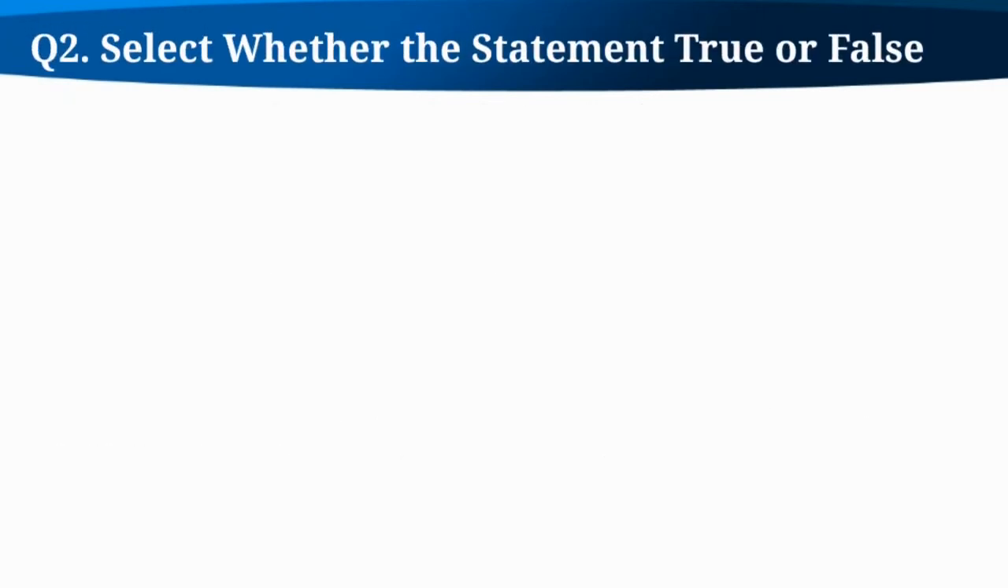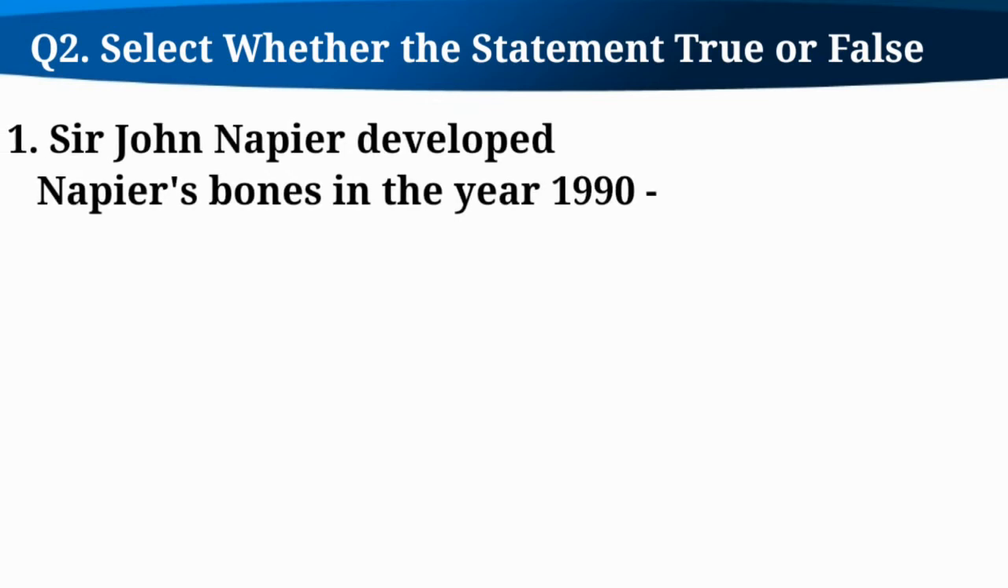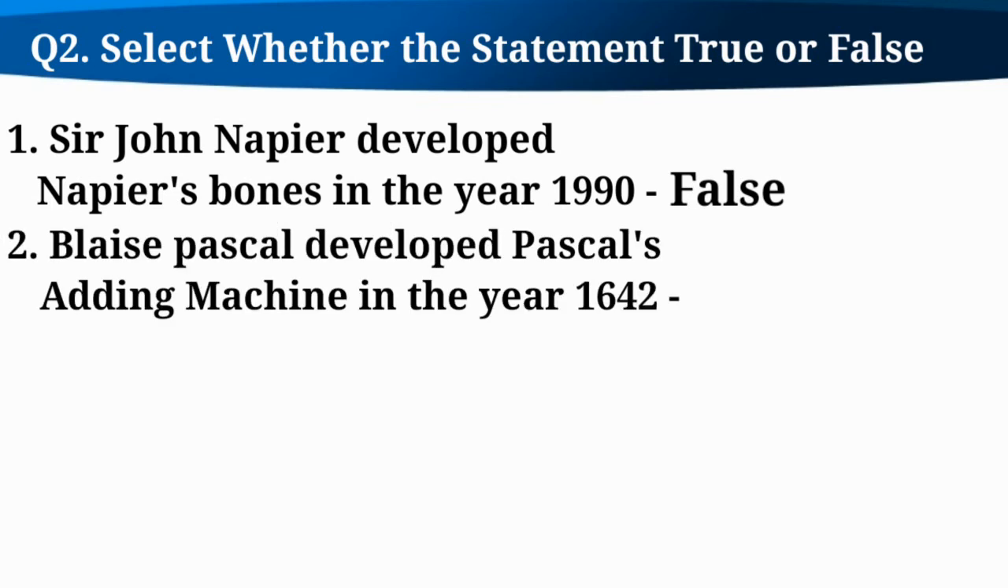Question number 2. Select whether the statement is true or false. First question. Sir John Napier developed Napier's bones in the year 1990. So students, what answer will come? True or false? Yes, very good students. False will come because Sir John Napier developed Napier's bones device in the year 1617.